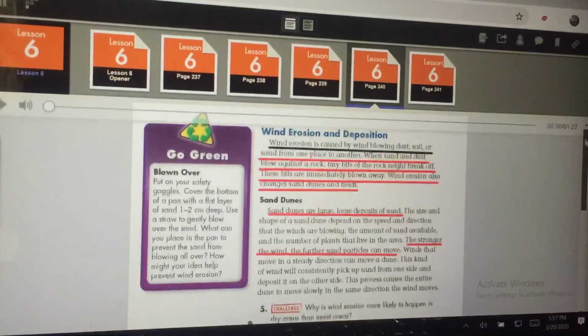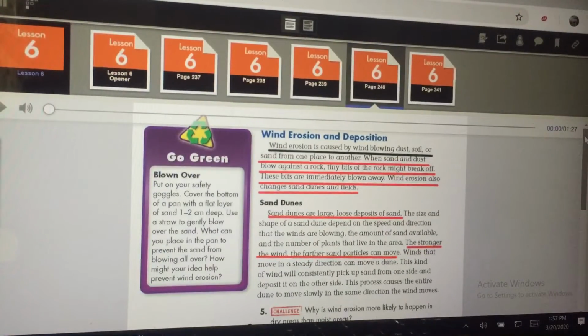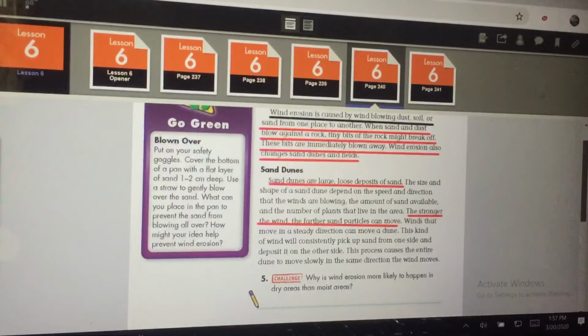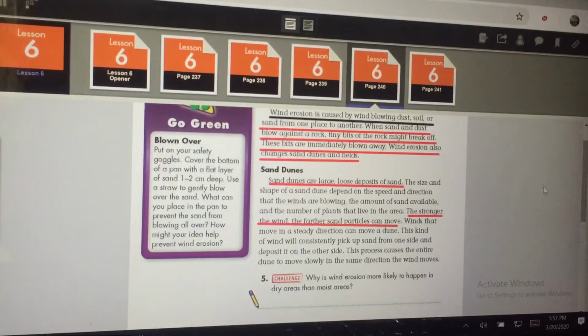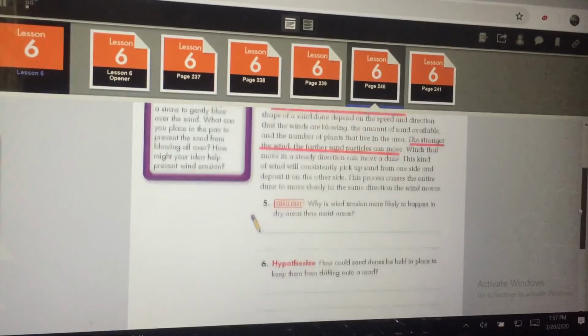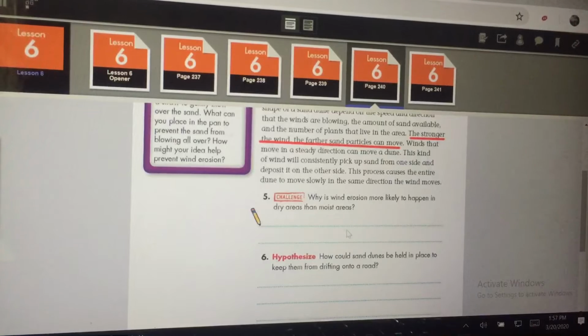Wind erosion. The other form of erosion, we explained water erosion, now wind erosion. Wind erosion causes sand dunes. Sand dunes, and I will show you a picture of sand dunes. They are telling you the stronger the wind is, for sure, the farther sand particles can move away. And we have here a challenge question.